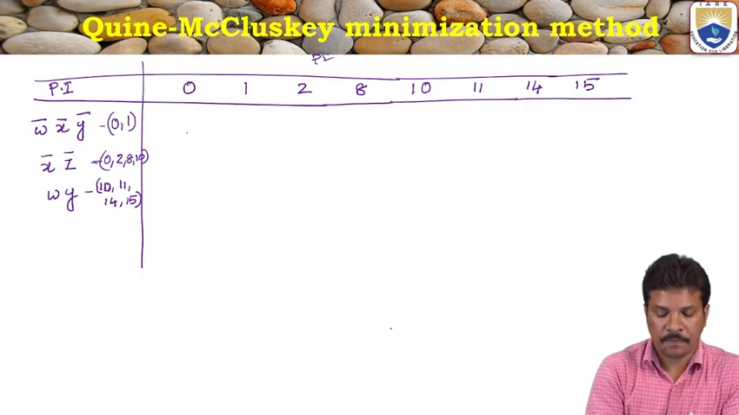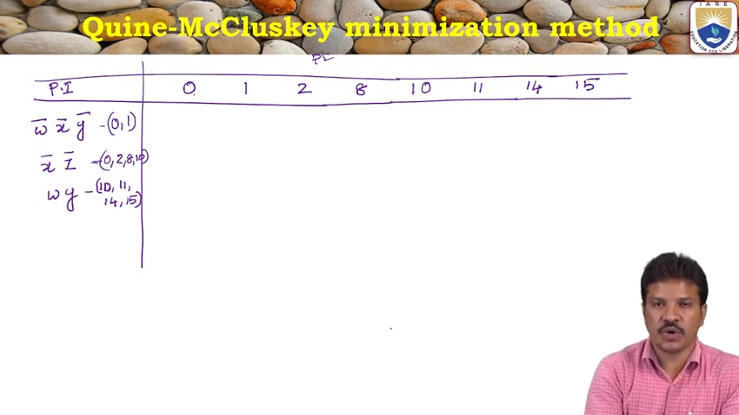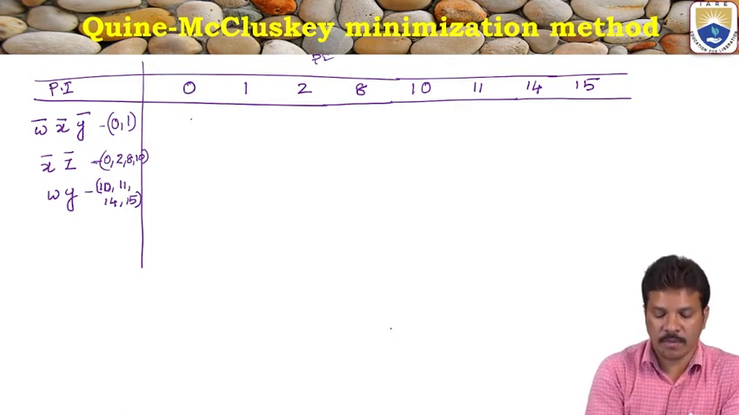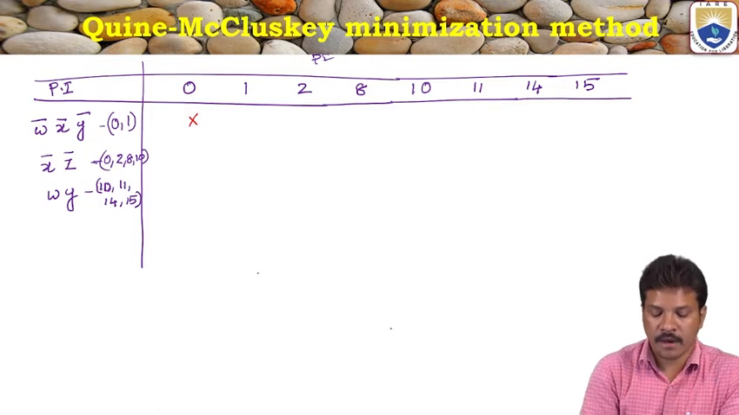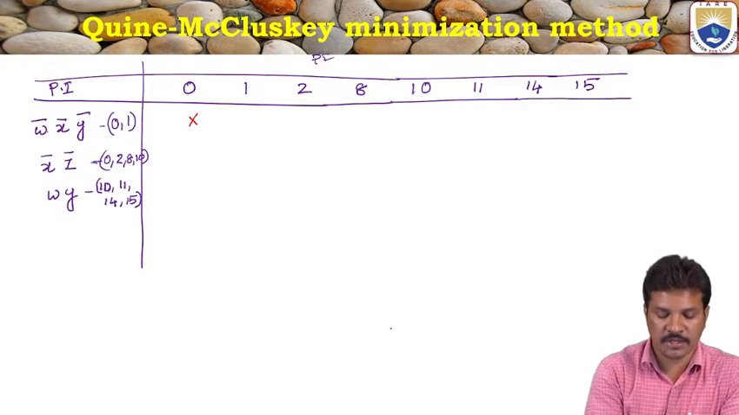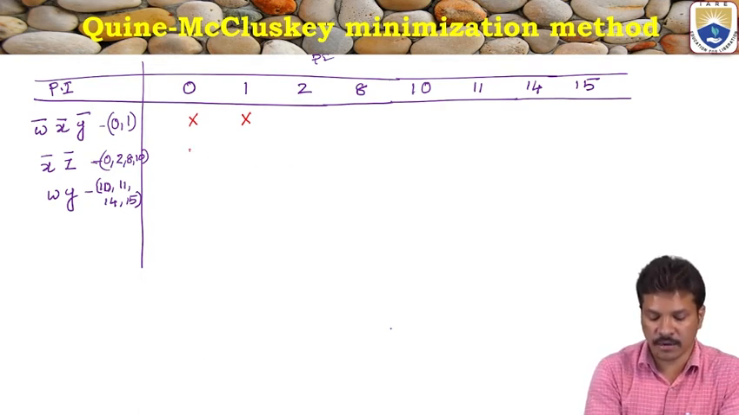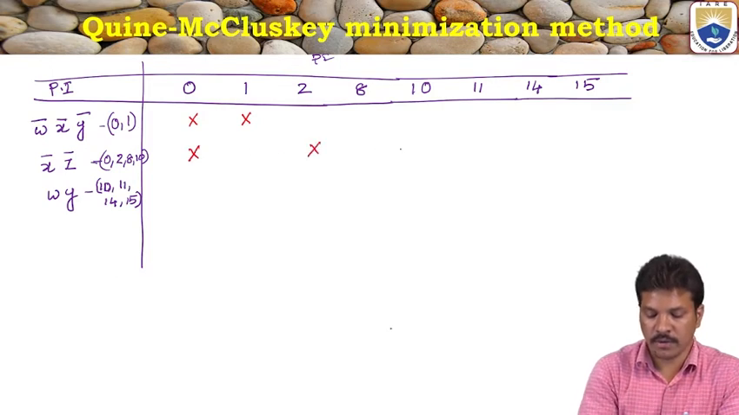Let us check. What is the first minterm? 0. This minterm is covered in the first prime implicant, so we put a cross mark. Another minterm, 1, is also covered in this first prime implicant. Then 0, 2, 8, 10 is the second prime implicant, so we take the cross marks. The third prime implicant covers the minterms 10, 11, 14, 15.